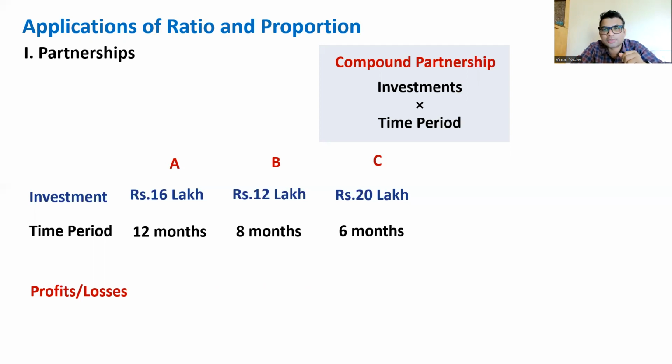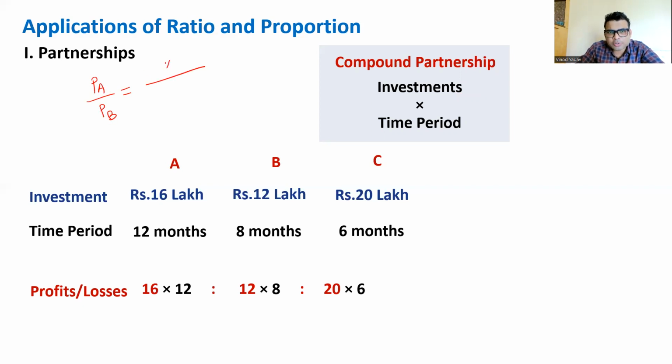Now, if I consider both of them, let's say the time periods are different, as in this case, 12, 8, and 6 months. That is called compound partnership, just the term, no need to remember. So the ultimate funda is considering both investment and time period. So the ratio of the profits of, suppose, partner A upon partner B is nothing but the ratio of the product of investment and time period. So you can see if the time period is the same, this time period will get cancelled, then it will be only the ratio of investments, your simple partnership. And if the time period is not the same, then both should be considered, as in this case. So 16 into 12 is to 12 into 8 is to 20 into 6.